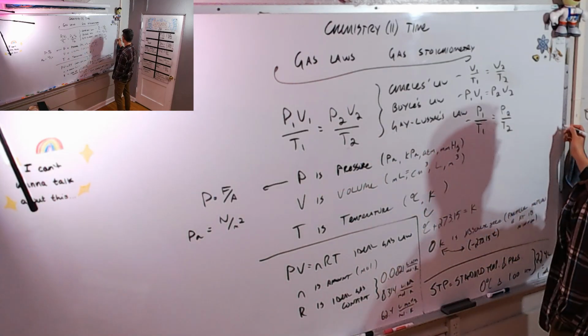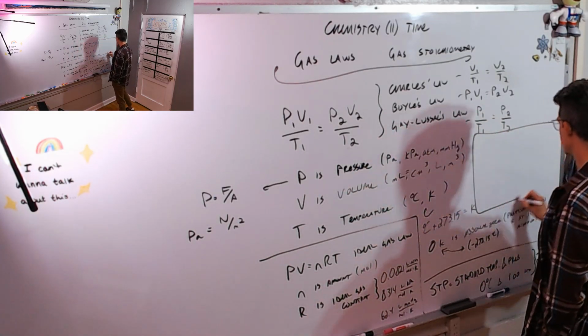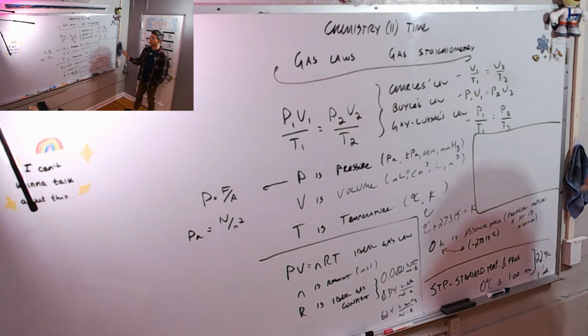The last thing we're going to talk about is gas stoichiometry, which is where we can convert from amount of something to amount of another thing given a chemical reaction.